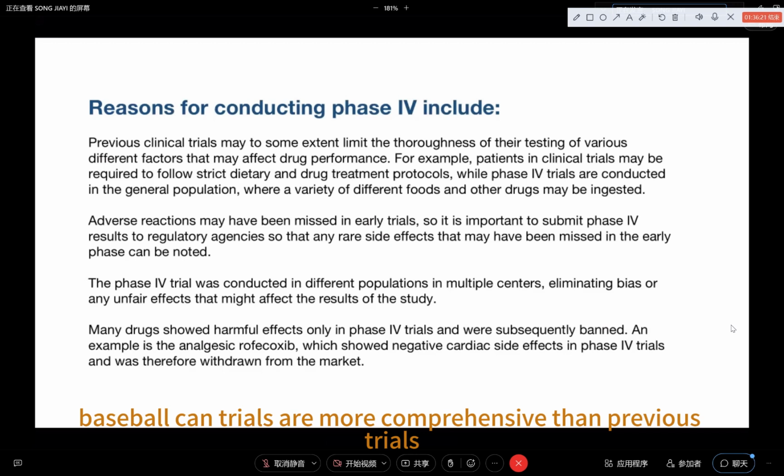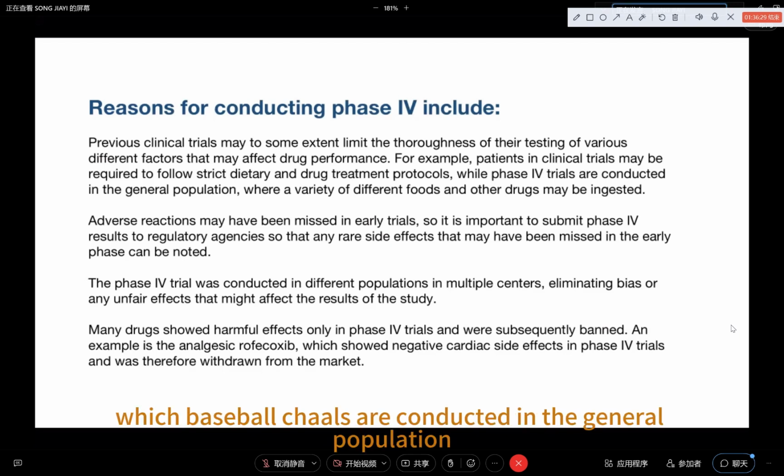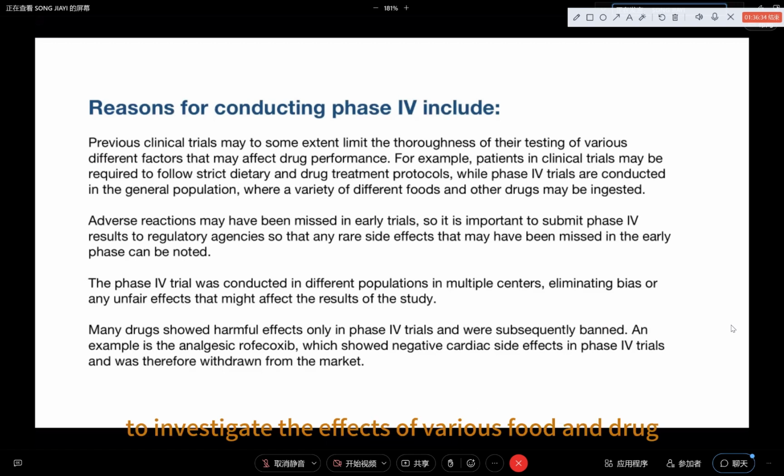And the reason why we need to conduct phase 4 is because phase 4 clinical trials are more comprehensive than previous trials. Other trials may be limited because patients need to follow strictly prescribed dietary and drug regimens, while phase 4 trials are conducted in the general population to investigate the effects of various foods and drugs on drug performance. Such a design can more comprehensively evaluate the real effect and safety of the drug.